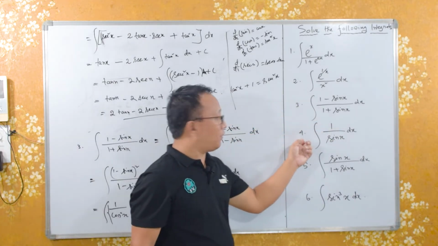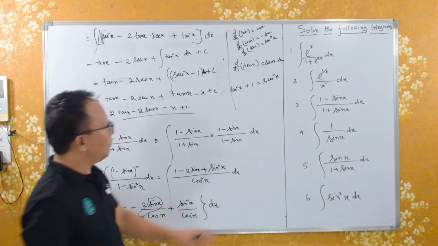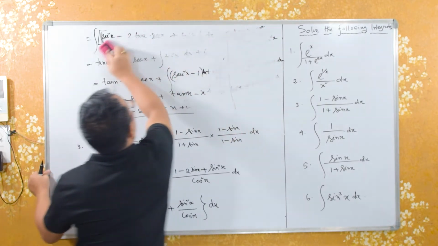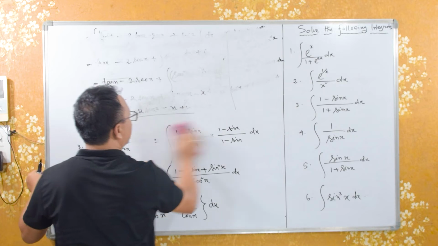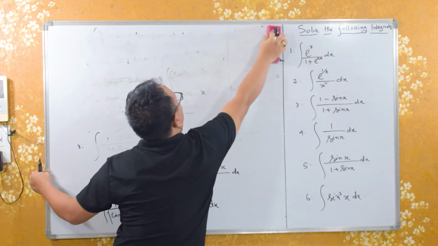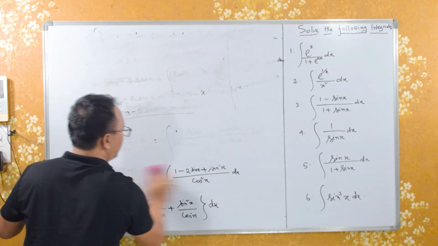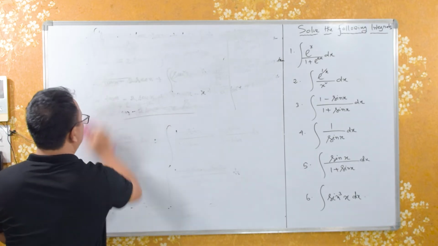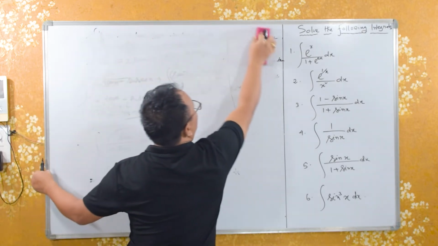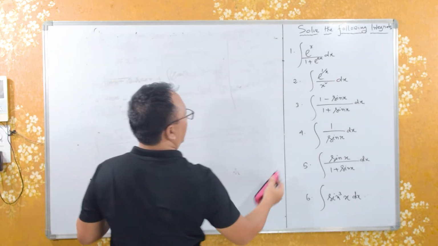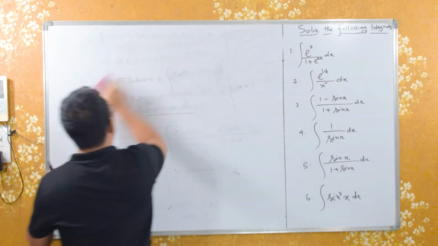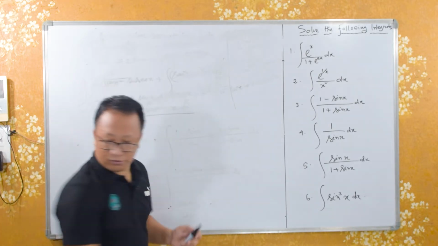Now let's try to solve number 4. Number 4, we have 1 upon sin x. Here also we have to use some trigonometric identities, or you can say trigonometric formulas. Do you remember what is the formula for sin of 2x? Sin of 2x is 2 sin x cos x. Now if you can bring that over here, and then instead of 1 we have 1 is sin square x plus cos square x.